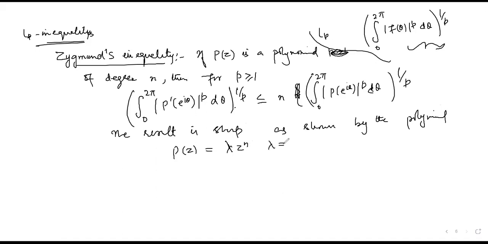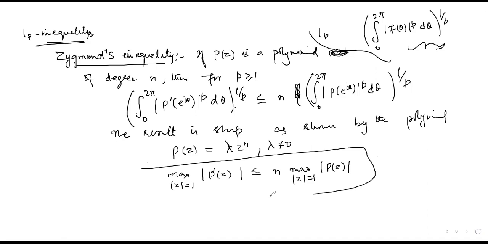lambda, a non-zero number. Okay, now what it is saying: if we look at what Bernstein's inequality said, maximum, if we compare it over this interval, maximum of p dash z is less than or equal to n times maximum of p of z. Now this is our basic inequality, Bernstein's, from where we then refined and derived everything else. Now if I say this in terms of norm, its name is actually the sup norm.